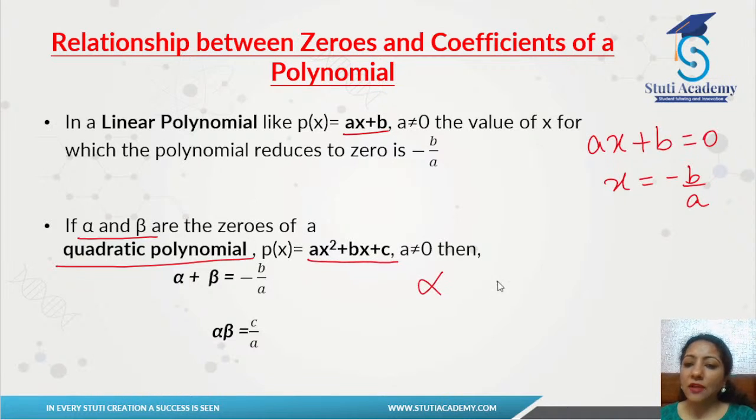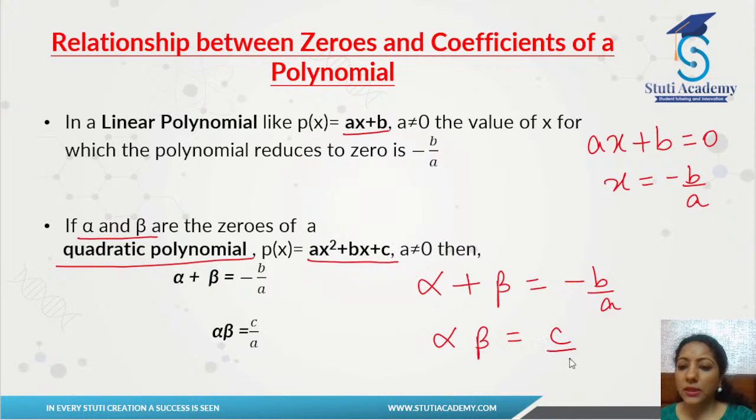Now, if I take alpha and beta and add them, I'm talking about the sum of zeros here, this will be the same as minus b upon a. That means minus the coefficient of x upon the coefficient of x square. In the same way, if I multiply alpha and beta, the product will be the same as c upon a. That is, the constant term upon the coefficient of x square.